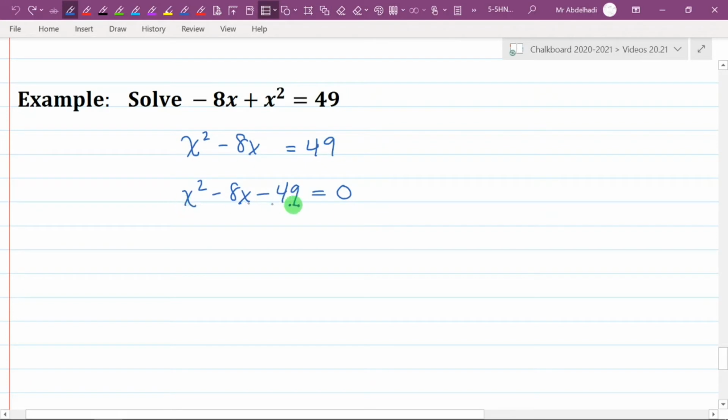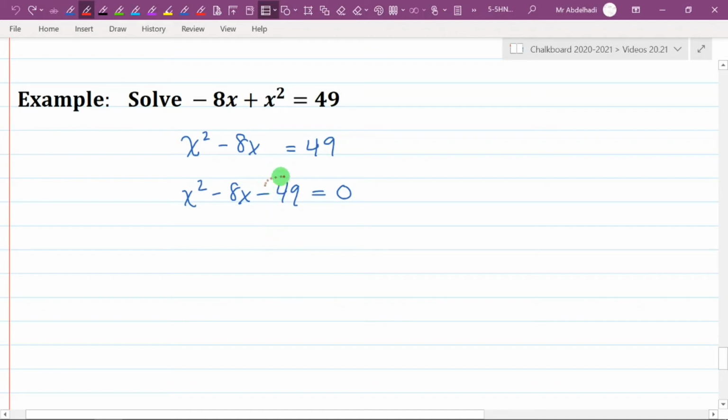Is this a perfect square trinomial? If you cut this in half, you get a 4, negative 4. If you square the negative 4, you get positive 16. So this needs to be a positive 16 for this to be a perfect square trinomial. That's not the case. So let's go through the steps again of completing the square.